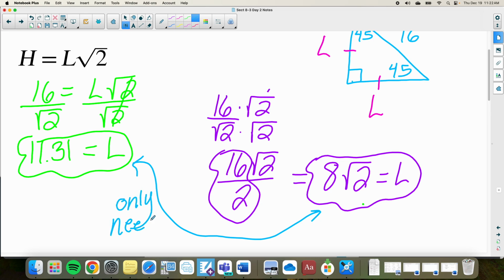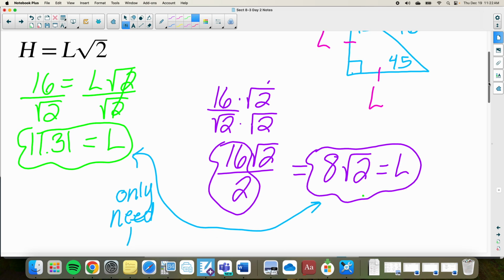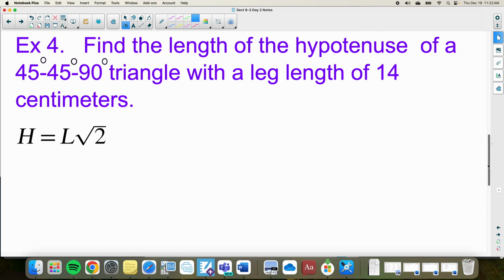All right, then if we go to our last question, again, it's a 45, 45, 90. So if this is 45 and this is 45, across from my right angle is my H. These two are equal and they are L's. And then if I go to hypotenuse equals leg times root 2, what they're telling me on this one is that I have a 45, 45, 90 triangle with a leg length of 14.